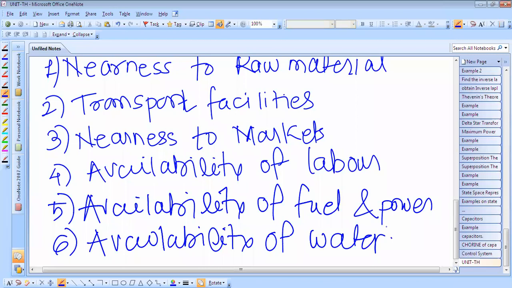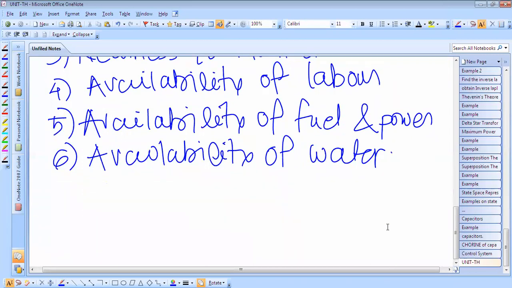So the chemical industry should not be set at a location which is famous for water shortage. The chemical industry is never set where there is a shortage of water. It is always set near water sources where water is abundantly available.